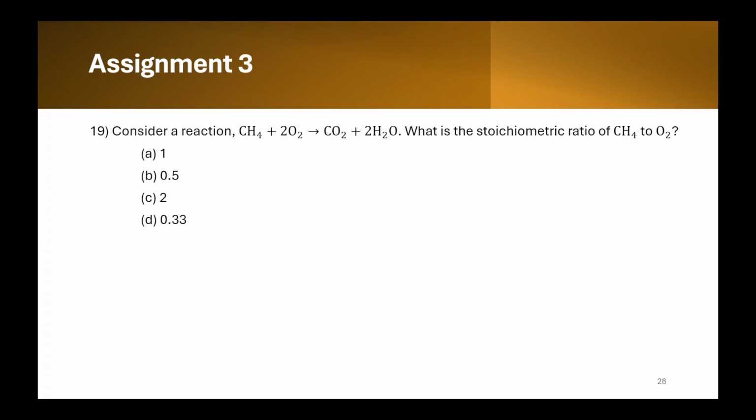Next question. Consider a reaction CH4 plus 2O2 giving CO2 and 2H2O. What is the stoichiometric ratio of CH4 to O2? So CH4 by O2 will be, 1 mole of CH4 and 2 moles of O2 being reacted. So it will be 1 by 2, so 0.5. That is the correct answer.